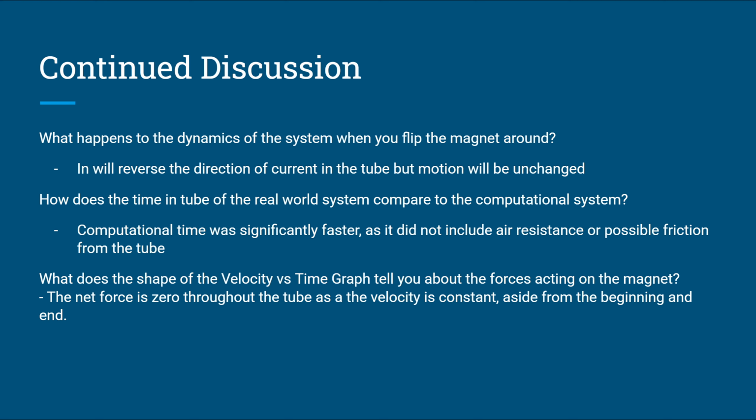Also, what does the velocity versus time graph tell you about the forces acting on the magnet? This says that the net force is zero throughout the tube, as the velocity is constant, aside from the beginning and the end. That means that the force of gravity is always equaled out by the magnetic force induced by the tube, and that gives us our constant line.